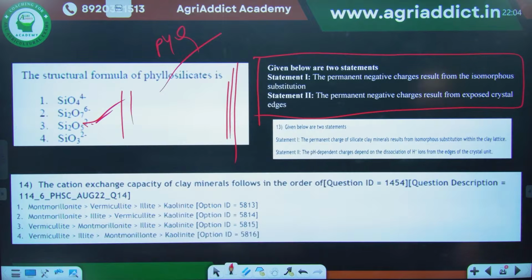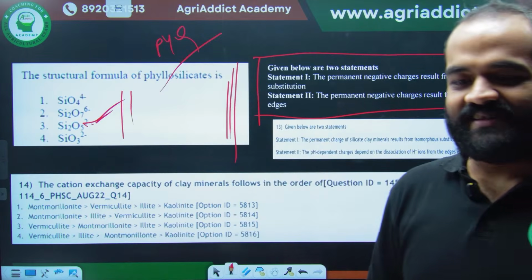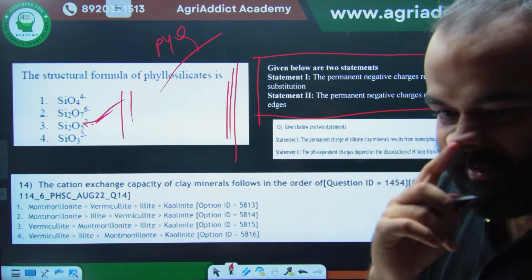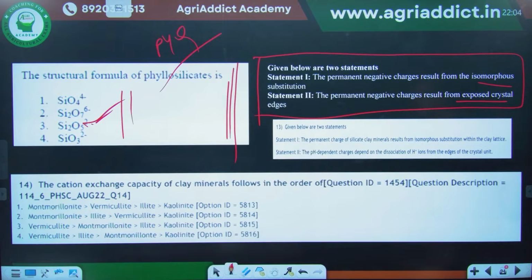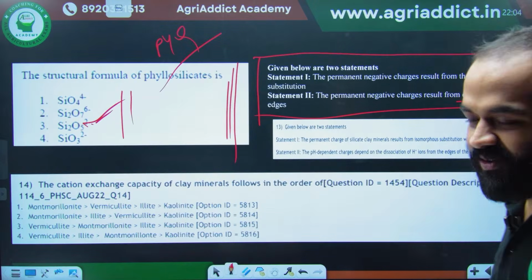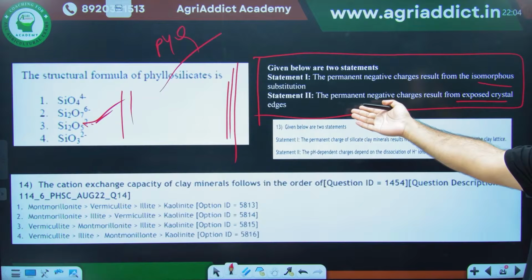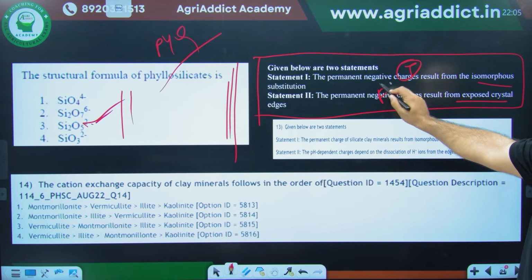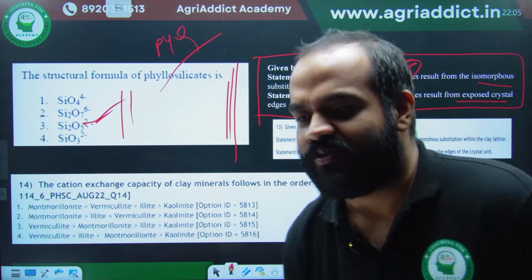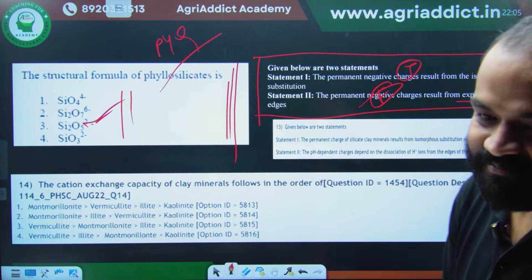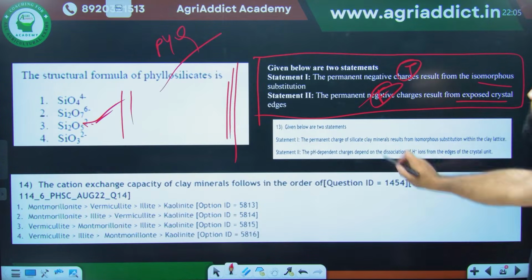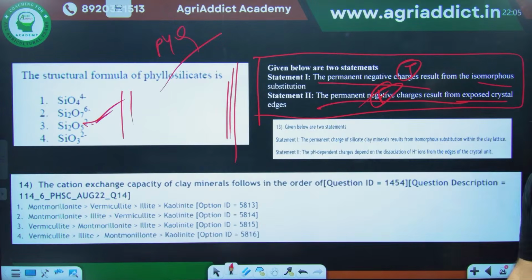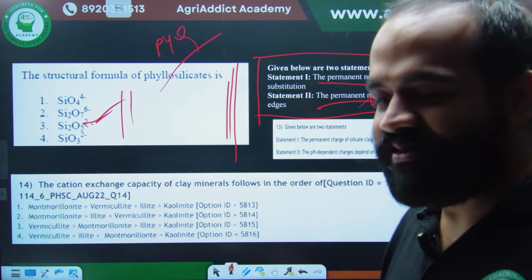Permanent negative charge result from isomorphous substitution. Permanent negative charge result from exposed crystal edge. It is a kid level question, like someone studying in first year UG. Where are the answers? Definitely it will be 2 false, because the same statement has been given twice. Of course this is true, this is false. This we have read in detail. Both true, Spurti? Please read the question. दोनों में same है. Permanent negative. Do not be in a hurry. बहुत समय है. Read the question.